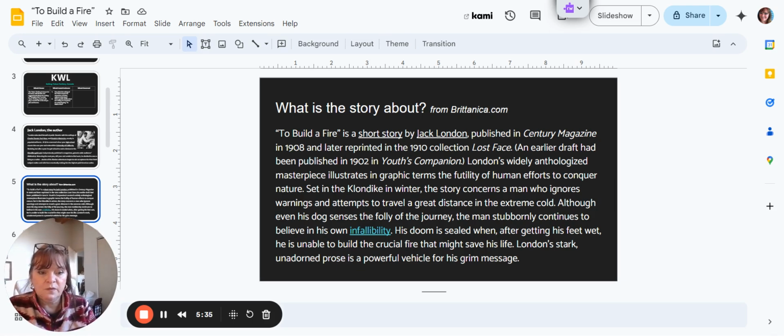His doom is sealed when, after getting his feet wet, he is unable to build the crucial fire that might save his life. London's stark, unadorned prose is a powerful vehicle for his grim message. Yes, I'm going to give you that warning that it is a grim message indeed.